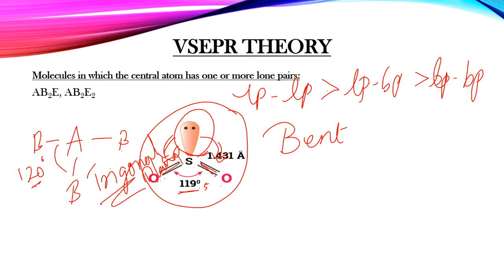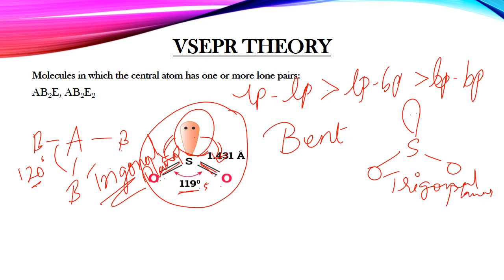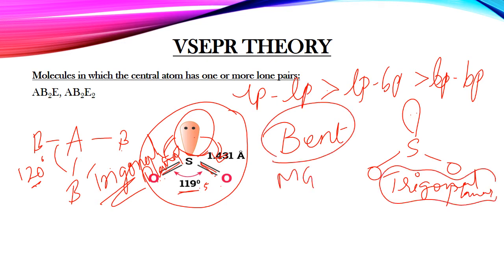If you consider the lone pair, see, without the lone pair, the shape is like this. It is bent. But with the lone pair, the shape is trigonal planar. So this is our molecular geometry and this is our electron geometry. This is electron geometry because we are considering the bonded pairs as well as the lone pairs.